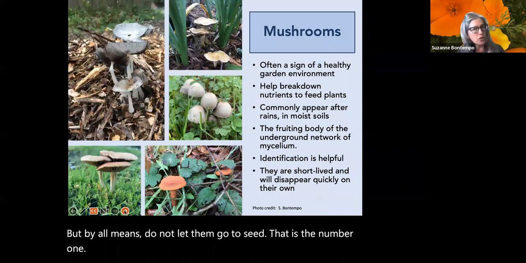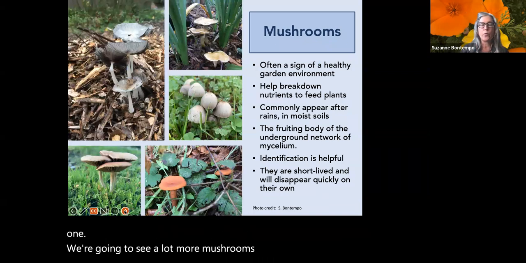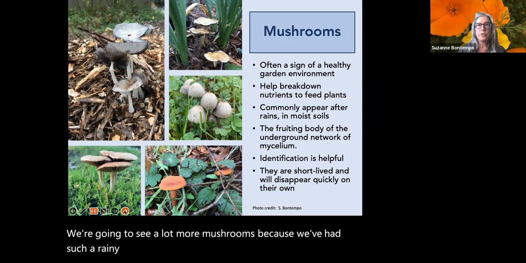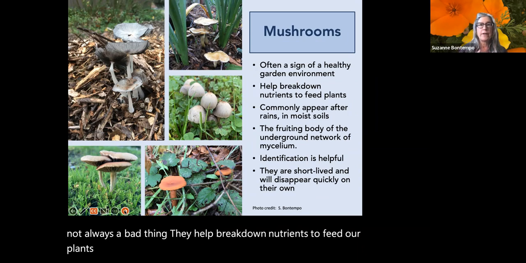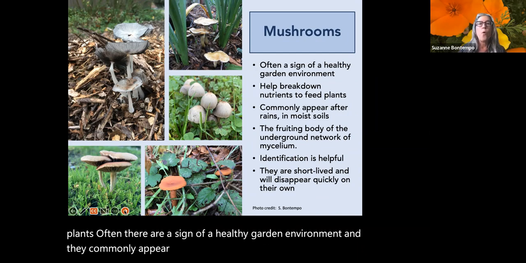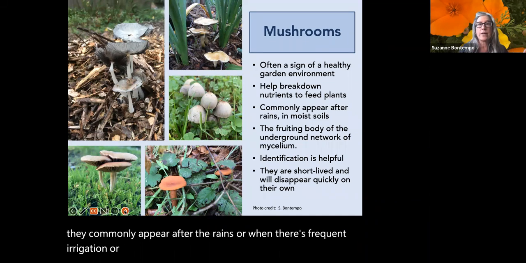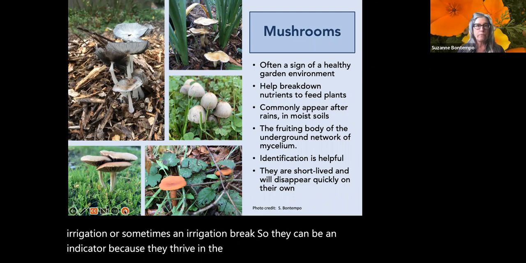We're going to see a lot more mushrooms because we've had such a rainy winter. When you see mushrooms in the garden, this is not always a bad thing. They help break down nutrients to feed our plants. Often they're a sign of a healthy garden environment, and they commonly appear after the rains or when there's frequent irrigation, or sometimes an irrigation break. So they can be an indicator because they thrive in the moist soils.